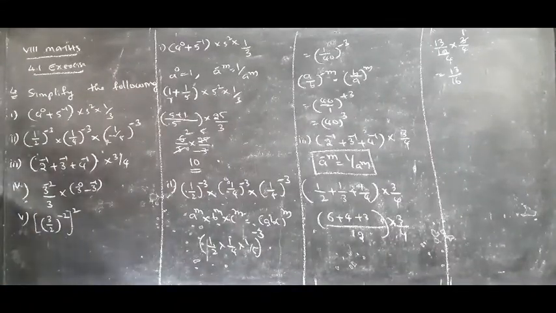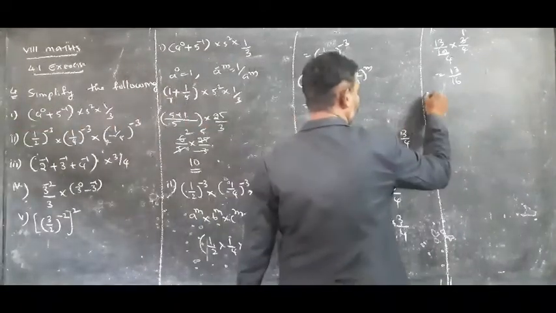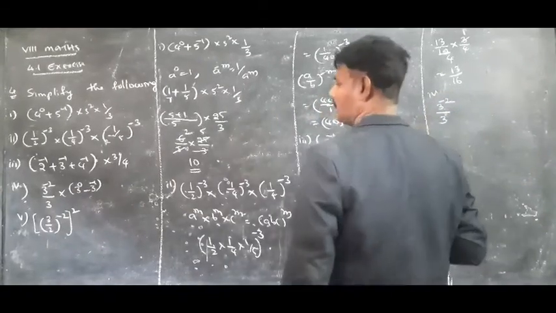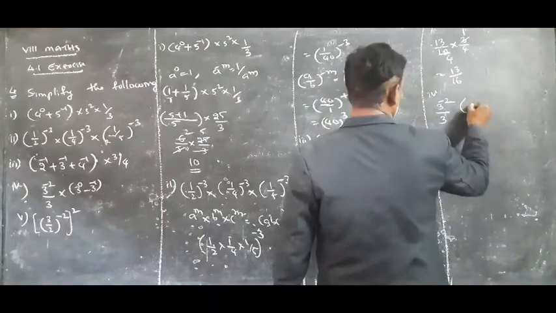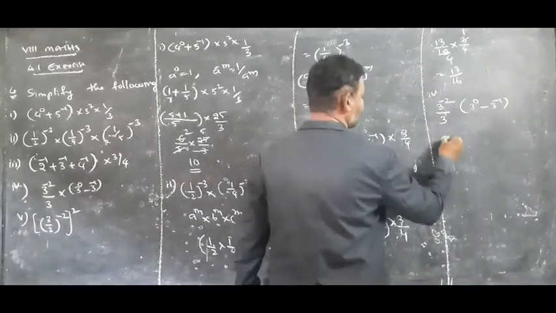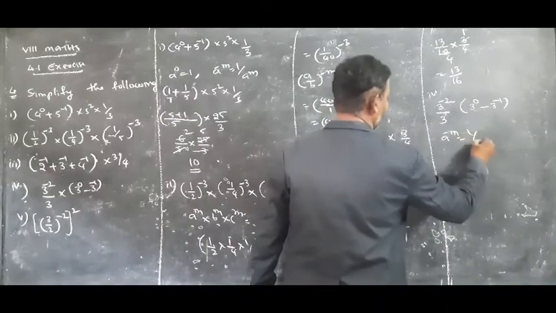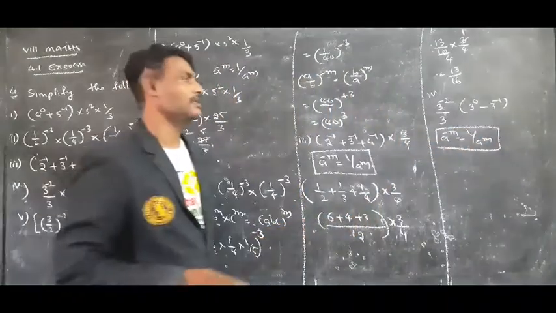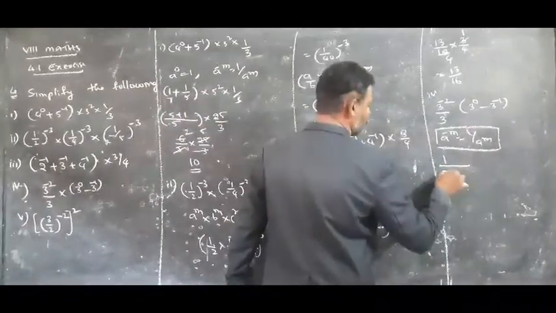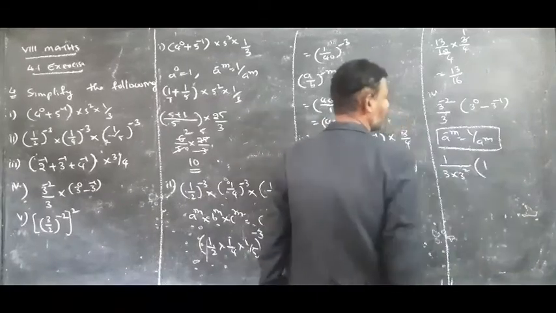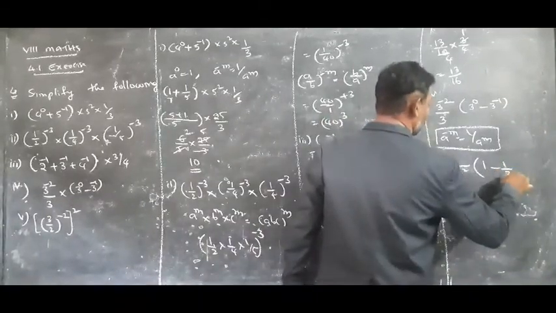3 power minus 2 by 3, into 3 power 0 minus 3 power minus 1. So here also a power minus m we can write as 1 by a power m. By using that, 3 power minus 2 we can write as 1 by 3 power 2, into 3 power 0 is nothing but 1, minus 1 by 3.